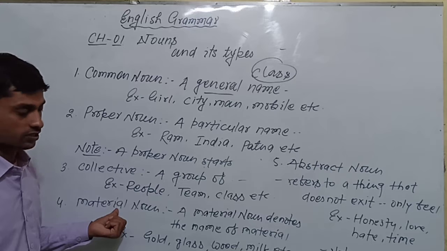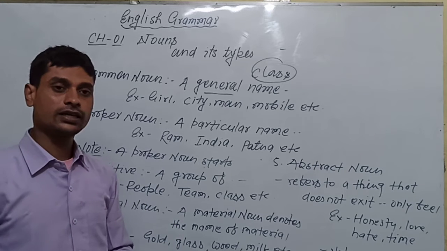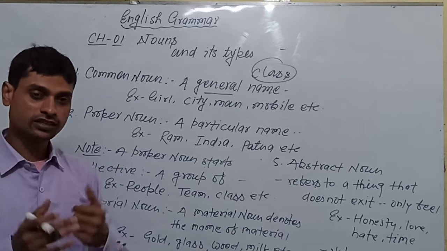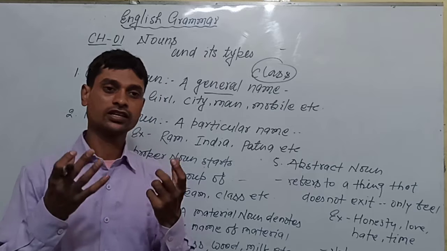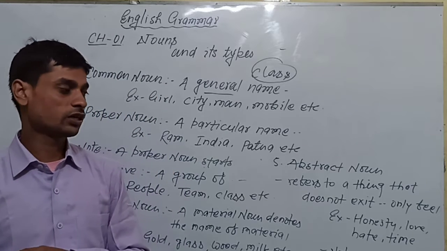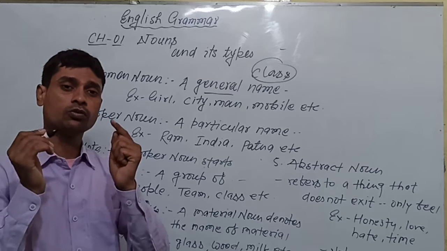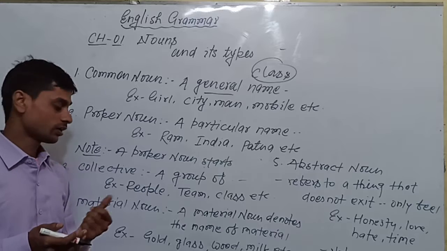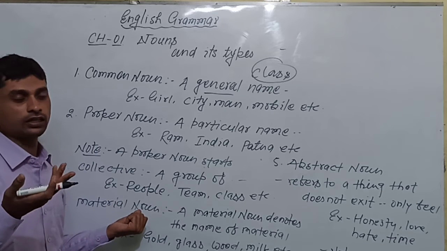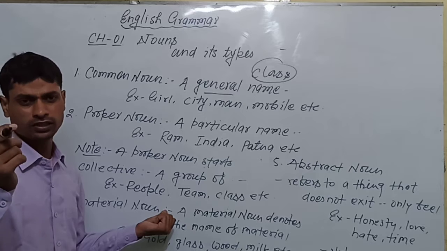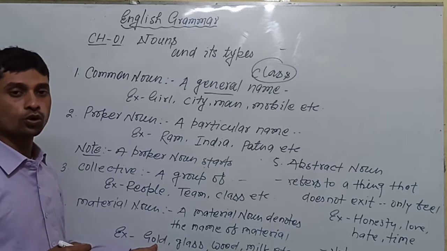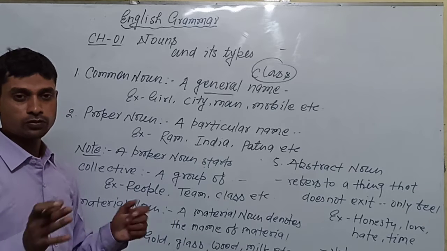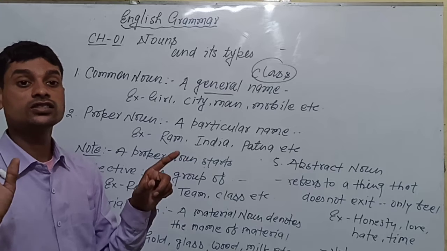Material noun, द्रव्यवाचक संज्ञा, यानी a noun that denotes a material thing. Material means क्या होता है, food items, liquid items, जैसे खाने वाले पदार्थ हुए, पीने वाले पदार्थ हुए, यानी we can say in only one word, luxurious things. एक शब्द में अगर कहना हो तो luxurious things are called material nouns, जो हम अपने जीवन में डेली यूज करते हैं, especially liquid things, food items, just like gold, glass, wood, milk, which we can't count, जिसे हम गिन नहीं सकते हैं.